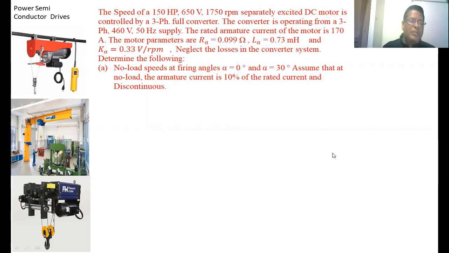Determine the following parameters. The no load speed at a firing angle alpha equal to 0 and alpha equal to 30 degrees. Assume that at no load, the armature current is 10% of the rated current.